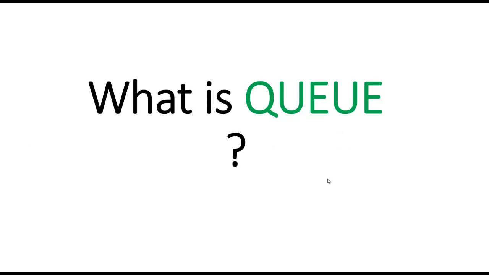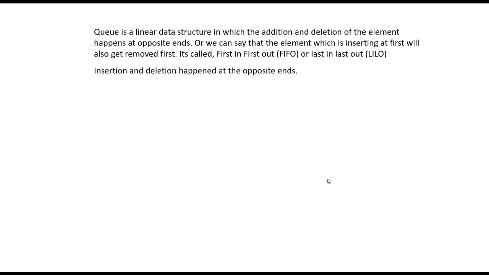So what is a queue data structure used in programming languages? If I go with the definition, queue is a linear data structure in which the addition and the deletion of the elements happen at the opposite ends. Or we can say that the element which is inserted first will also get removed first. It's also called first in first out or last in last out, which is commonly known as FIFO or LILO. The property of this queue data structure is that insertion and deletion of the elements happens at the opposite end.